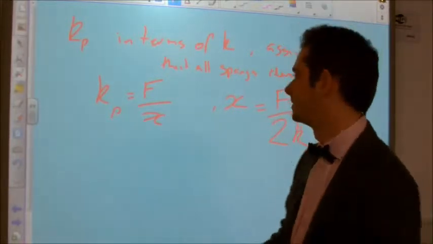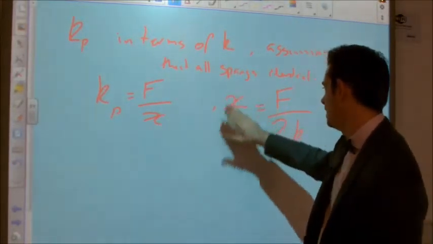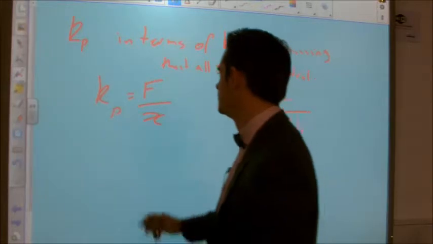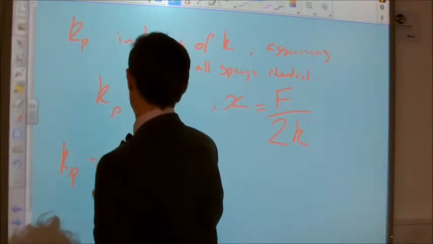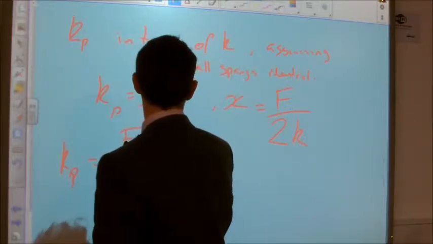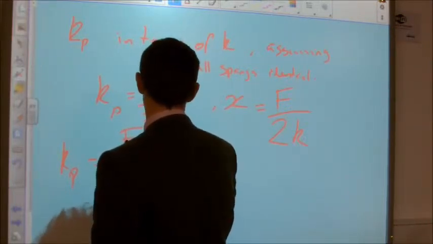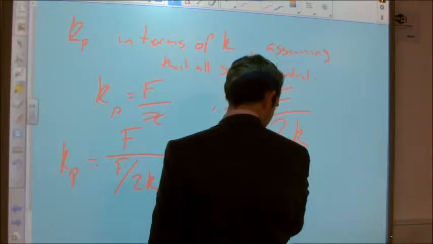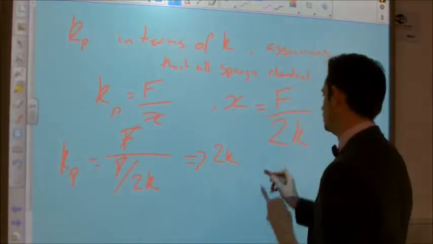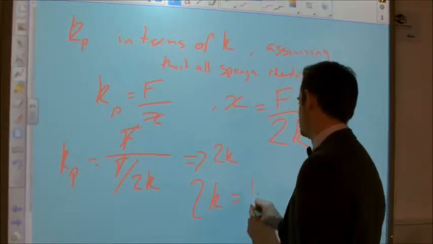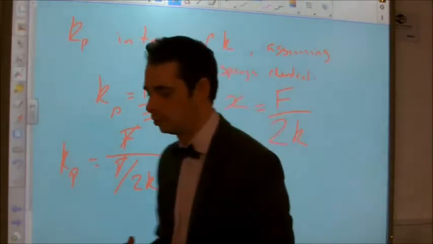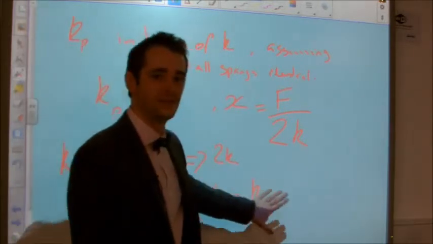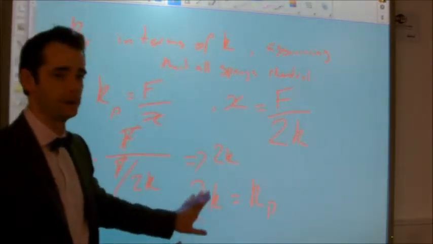Okay, so what you've hopefully recognised is that we can substitute this x here for this x over here. So all I'm going to do is replace this x with this F divided by 2k term, so I can say that kp is equal to F divided by F over 2k. And if I simplify that down further, that becomes 2k by itself, because the Fs just cancel. So we can say that 2k is equal to the spring stiffness constant of our system of parallel springs.